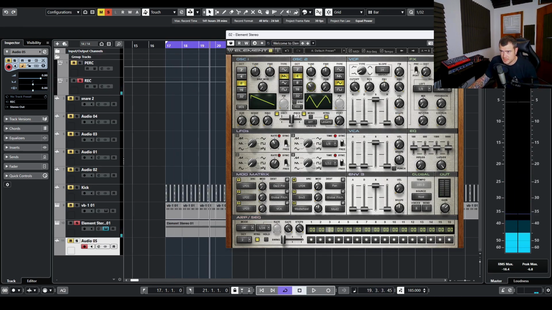Okay, so I've just mixed these two oscillators. I've added a bit of FM between them. We've got a saw and a triangle.